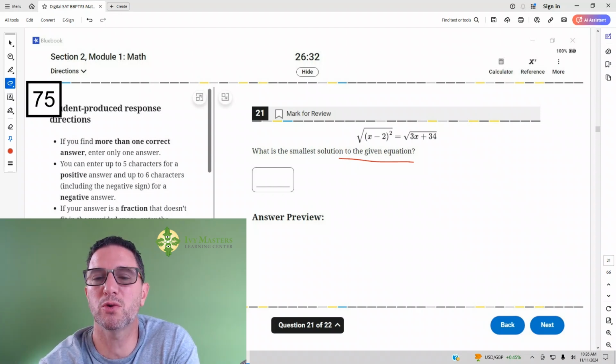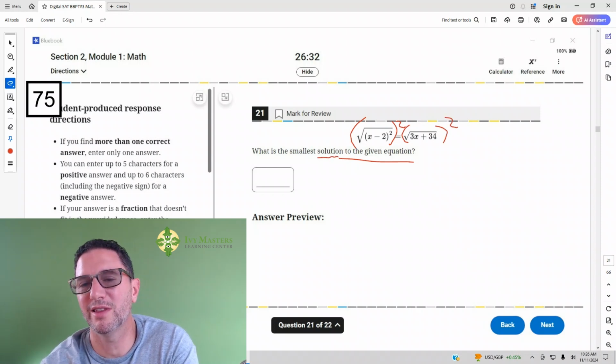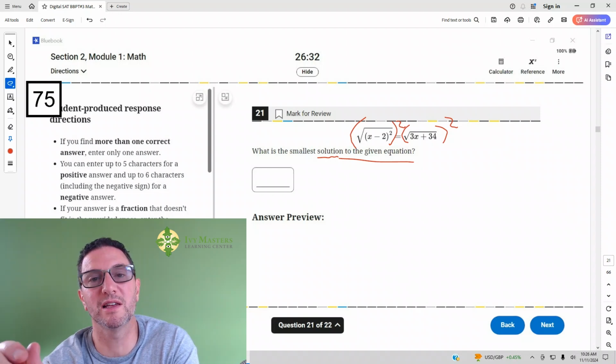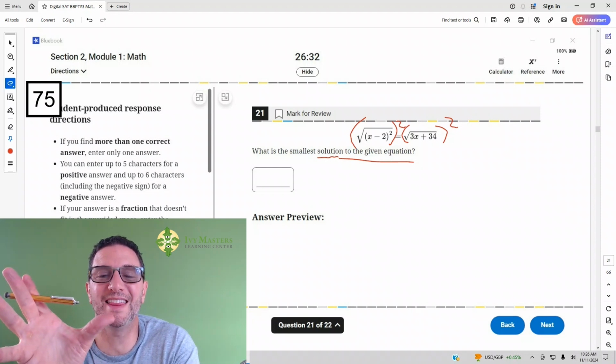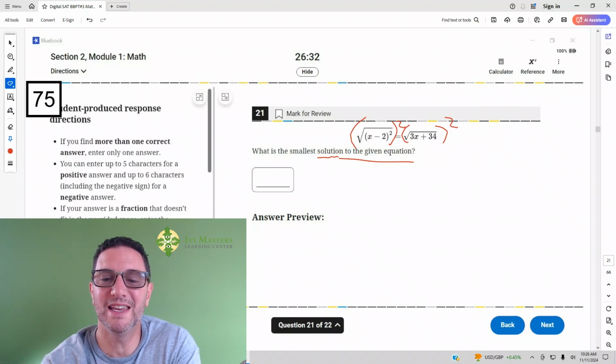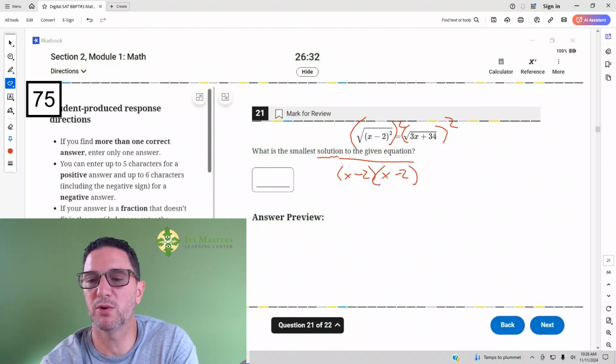First, to get rid of a square root, what you always got to do is square. When it's asking you for the solution, it's the x here. So when you square both sides, what you get is x minus 2 quantity squared on the left. But keep in mind that that is not x squared minus 4, and it's not x squared plus 4. It is x minus 2 times x minus 2, the same as x minus 2 quantity squared. Squaring both sides cancels the root, and then you get equals 3x plus 34.